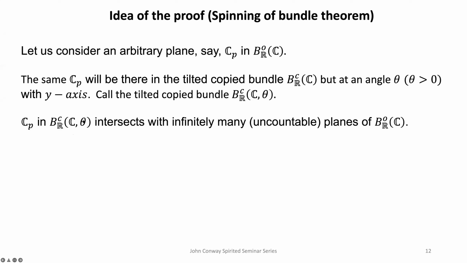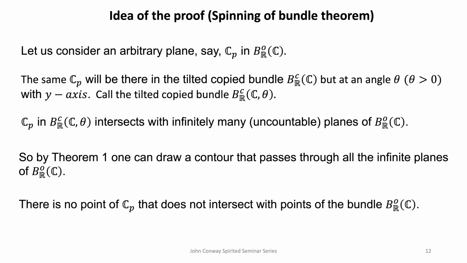Now the arbitrarily chosen plane CP in the copied bundle also intersects with infinitely many uncountable planes of BRO, the original bundle. By the first theorem, one can draw a contour that passes through all the infinite planes. So because of that theorem, there is no point of CP that does not intersect with the points of the bundle. Any point we pick in the CP on the tilted bundle intersects with the points of the bundle.